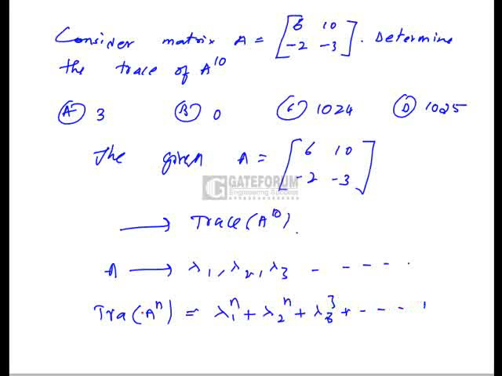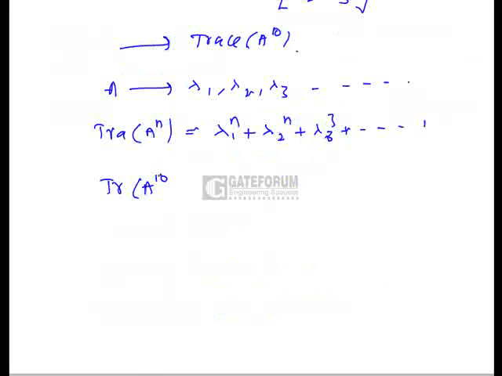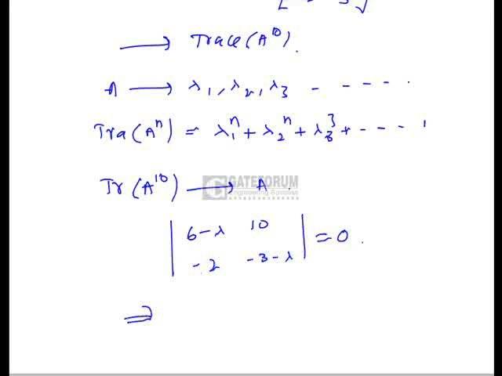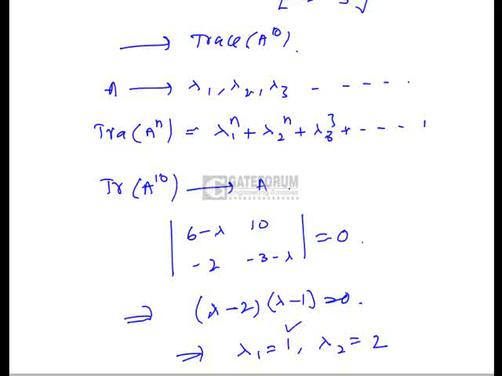Now in order to find the trace of A power 10, first we have to find the eigenvalues of A. To find the eigenvalues, we'll consider the determinant of 6 minus lambda, 10, minus 2, minus 3 minus lambda, equal to 0, which is nothing but the characteristic equation. If we simplify this, we'll get (lambda minus 2)(lambda minus 1) equal to 0, which gives lambda 1 equal to 1 and lambda 2 equal to 2. That is, the eigenvalues are 1 and 2.